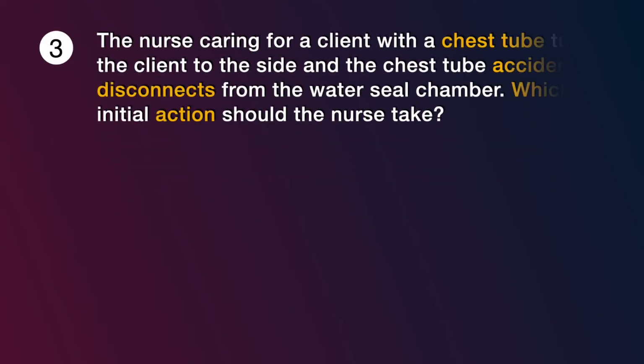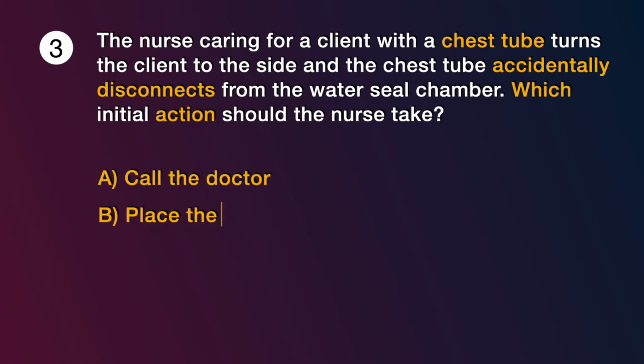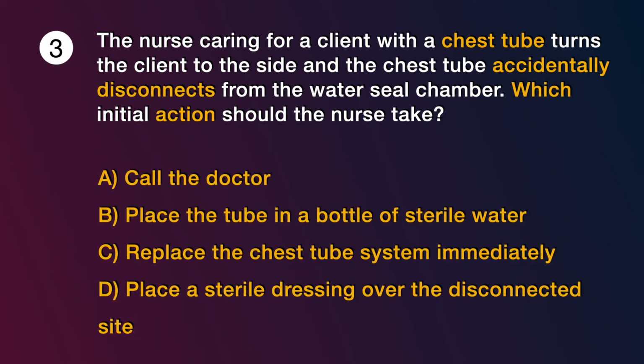Question number 3. The nurse caring for a client with a chest tube turns the client to the side and the chest tube accidentally disconnects from the water seal chamber. Which initial action should the nurse take? Options are: call the doctor, place the tube in a bottle of sterile water, replace the chest tube system immediately, place a sterile dressing over the disconnected site. The answer is B. Place the tube in a bottle of sterile water.